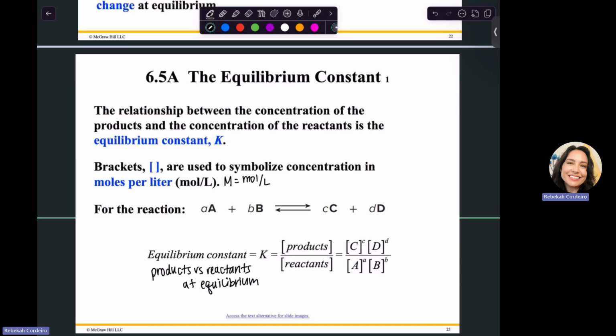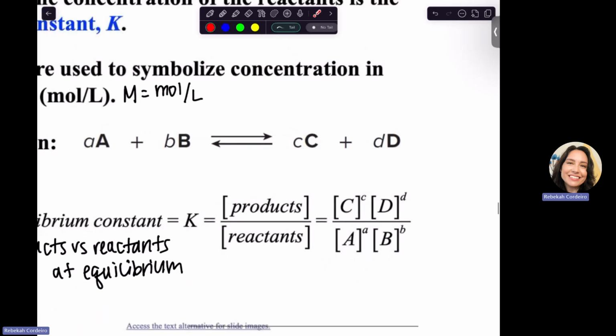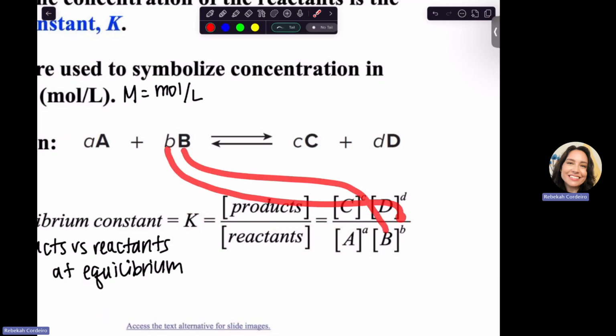And so it is products on the top, reactants on the bottom, and these brackets again mean the concentration in molarity. So notice what we're doing here. We have the product raised to the coefficient, so we have to make sure we're balancing our equation. Then we have the other product raised to its coefficient. Then we have the reactant on the left side raised to its coefficient. And then we have the second reactant raised to its coefficient.